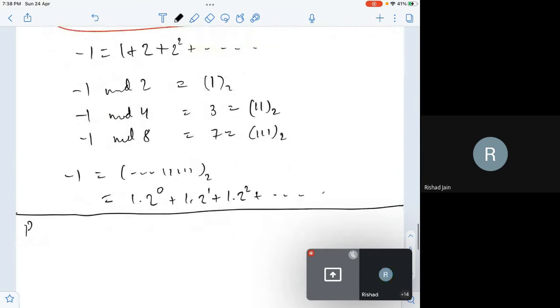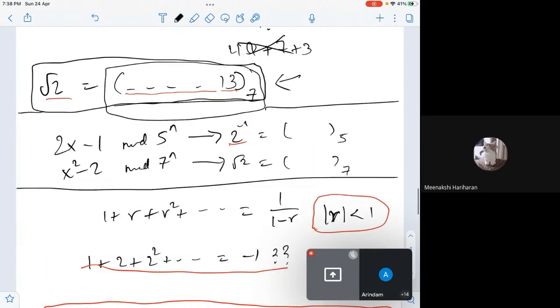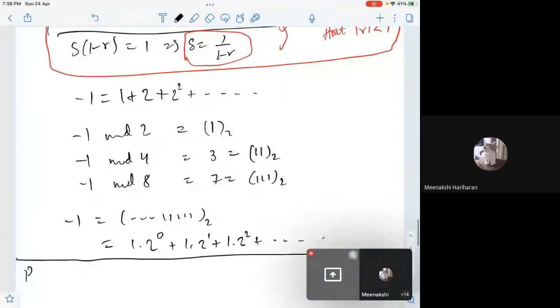Also, you have seen that minus 1 mod 2 is 1, and mod 4 is 3, it's positive. But what you're saying is that this sum does not make sense because this thing is extremely positive and on the left hand side you have a negative.